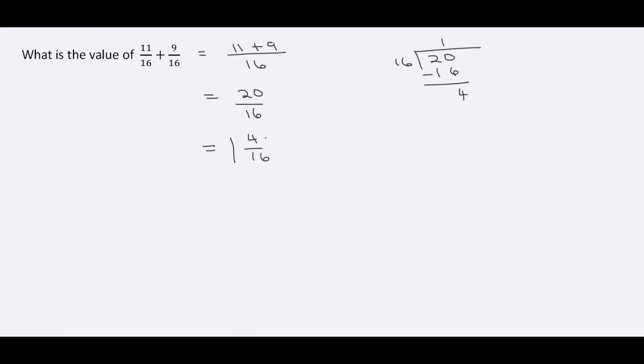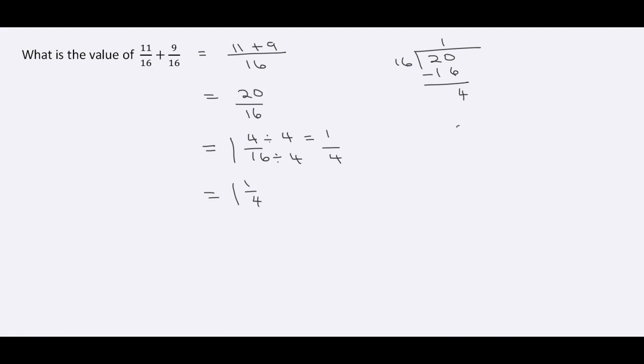And now we're going to simplify the proper fraction. So 4 divided by 4, 16 divided by 4. 4 divided by 4 is 1. 16 divided by 4 is 4. So this is going to give us 1 over 4.